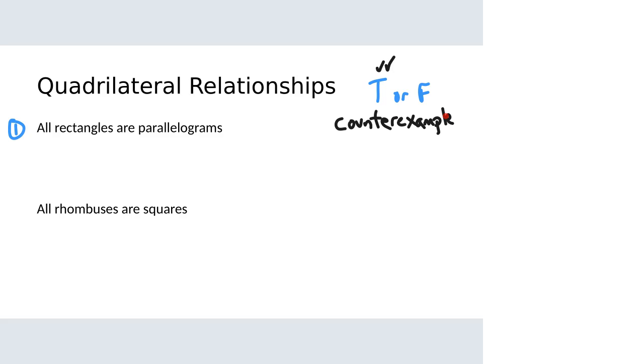All rectangles are parallelograms. So as I approach this problem, I'm trying to find a counterexample. So I'm going to see if I can draw a rectangle that is not a parallelogram. All right, well, let's see. I'll draw myself a rectangle here. I want to find a rectangle that's not a parallelogram. Well, parallelogram means that both pairs of opposite sides are parallel. Yeah, okay, so that one didn't work. That rectangle doesn't work as a counterexample. That one is a parallelogram.